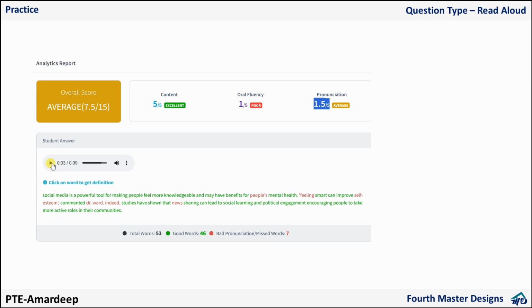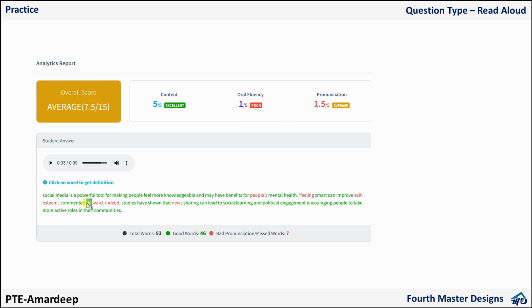Now, long or short depends. What if there are two long pauses? You will get 2 out of 5 in fluency. And if you're getting 2 out of 5 in fluency, no way you will get more than 2 in pronunciation. This is the best example in front of you. Out of 53, 7 bad words. Okay, the system did not pick them. But after that, I was explaining, I took a pause, and 1 and 1.5.